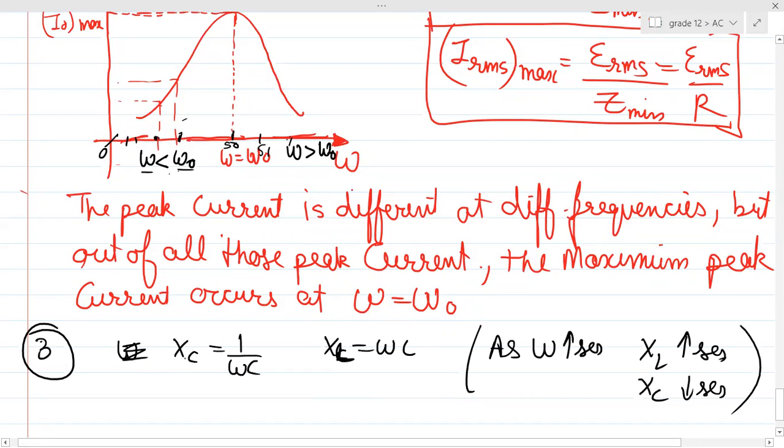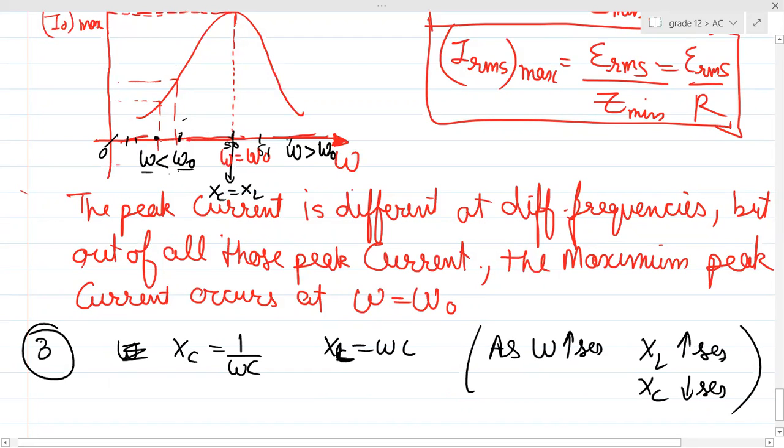Everyone knows this by normal maths, right? Can you see denominator, numerator? If omega increases, then what will happen? XL will increase, XC will decrease. So can you see over here, at this particular frequency, XC is equal to XL, right? At this particular frequency, XC and XL are equal.